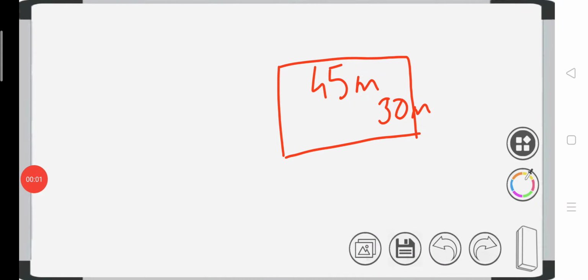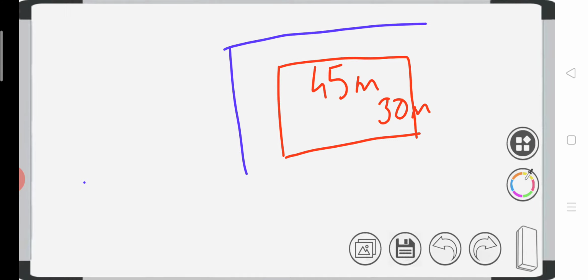Good morning children. Today we are going to learn applications of area and rectangle which you have learnt in previous classes. So here you can see there is a rectangular field whose length is 45 meter and breadth is 30 meter. You have to construct a path outside this rectangular field of 2.5 meter wide.